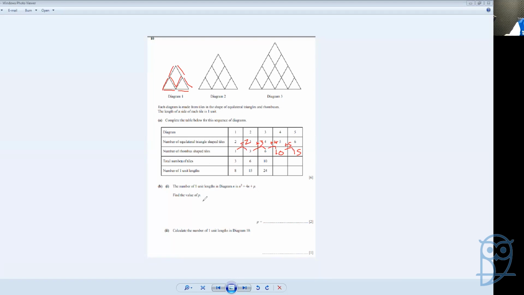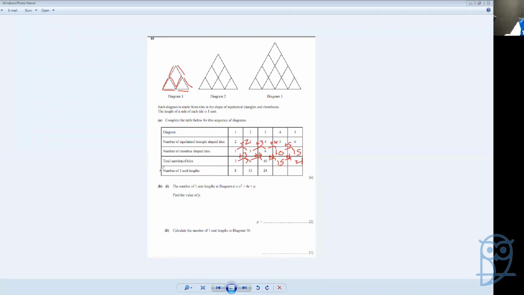So your total number of tiles, you could either just look at this pattern and say, okay, there to there, it's plus 3. There to there, it's plus 4. Cool, so I'm going to plus 5 here. I'm going to plus 6 here. So that's 21. Some of you may not be able to do that. But to get this row, luckily, all you do is you add. Because the total number of tiles is the triangles plus the rhombus tiles. 2 plus 1 gives 3. 3 plus 3 gives 6, 4 plus 6 gives 10, 5 plus 10 will give 15, and 6 plus 15 will give 21.